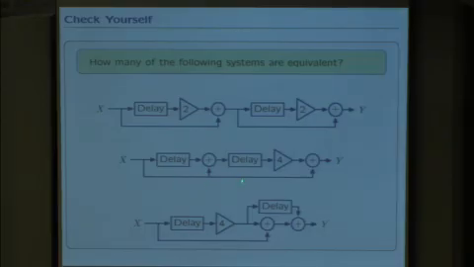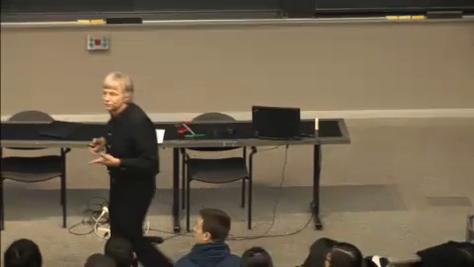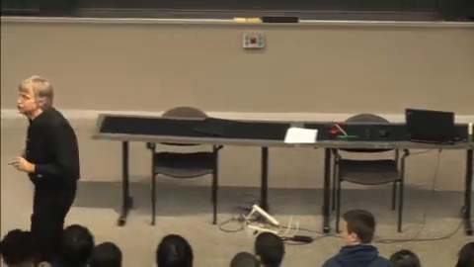What's the path with the biggest delay through this one? Also straight through. Also delay of 2. Also a coefficient of 4. How about this one? So that's this way. So they all have the same path with maximum delay. The delay is 2 and the coefficient is 4.